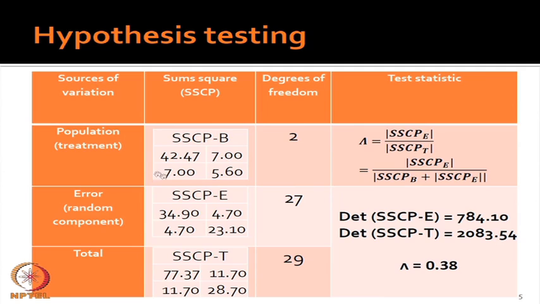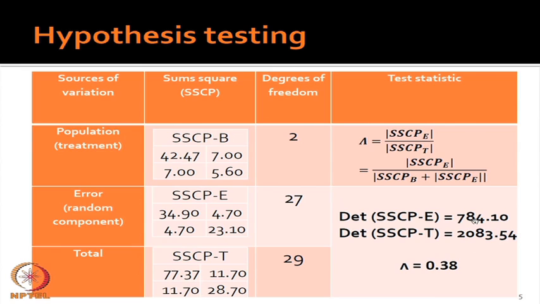So, SSCP B we have already computed, 42.4770 like this. SSCP E is also computed, SSCP total is also computed. Our capital N is 30. So, this degree of freedom, I hope there will be no problem: 29, 27 and 2. And then the statistic is lambda, and if you compute the determinant of SSCP E, this one 34 into 23.10 minus this square, you will be getting 784.10, and in the total case you will be getting this one 77.37 into 28.